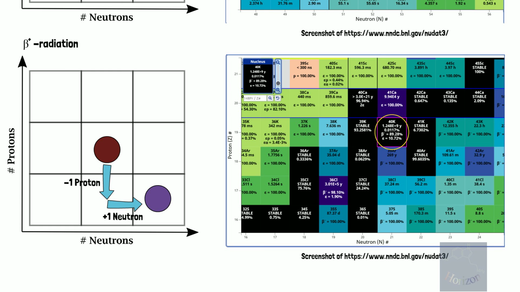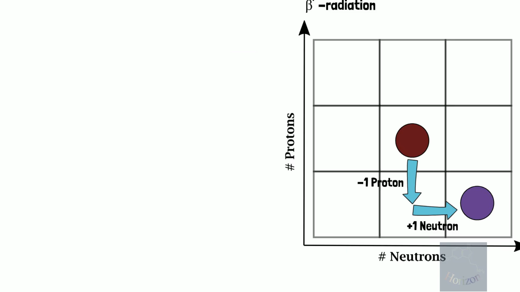So, let's look for the daughter nuclide. One proton less, therefore one isotope down. Additionally, one neutron more, so one isotope to the right. The beta-plus decay of potassium-40 results in argon-40. Again, the element is changed, but the atomic mass is not.